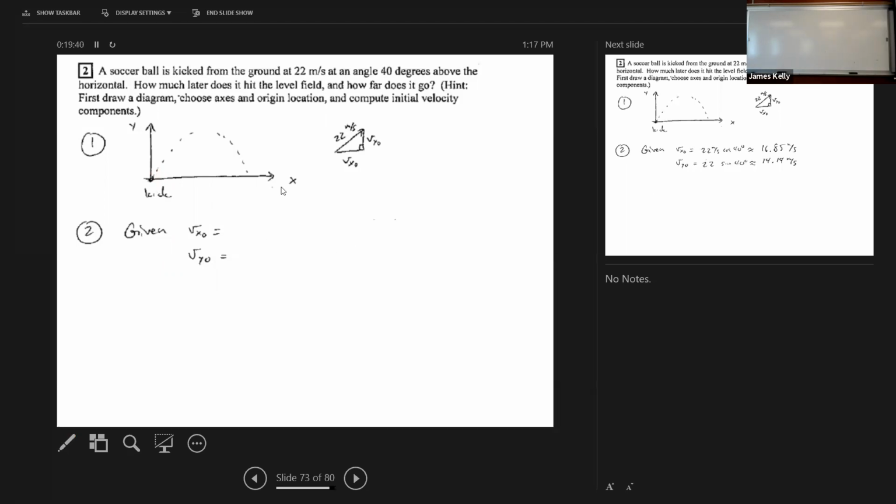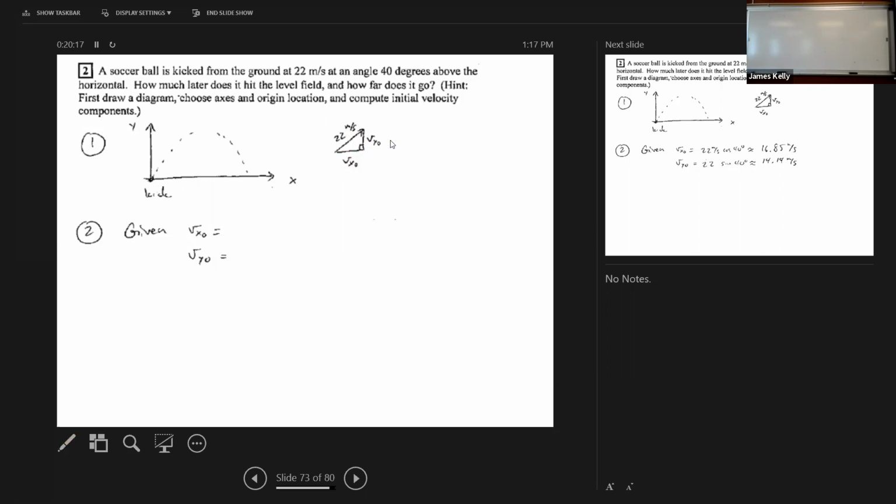And we can do that by looking at this diagram up here. Roughly, this angle is supposed to be 40 degrees right there in that right triangle. This vector is of length 22 meters per second. That's what the speed being 22 means, that the velocity vector has length 22 meters per second. The x and y components, Vx0 and Vy0, are defined by making the other two sides of this triangle. And the question is, given that I know this angle and the length of the hypotenuse, how do I find those two sides?